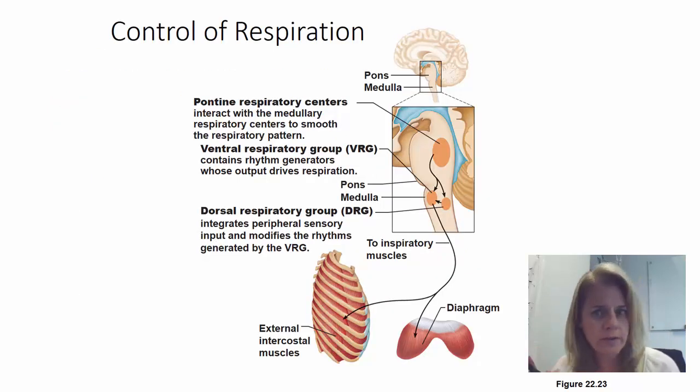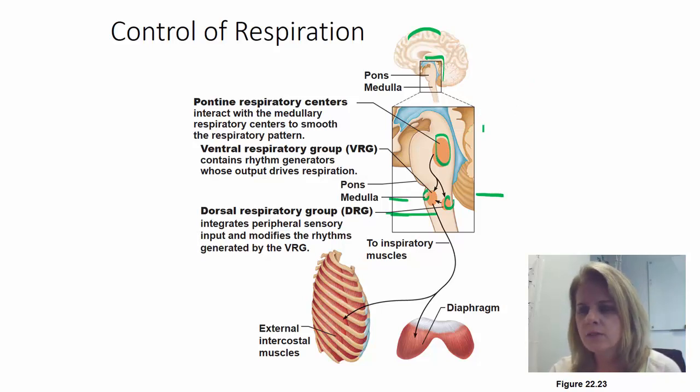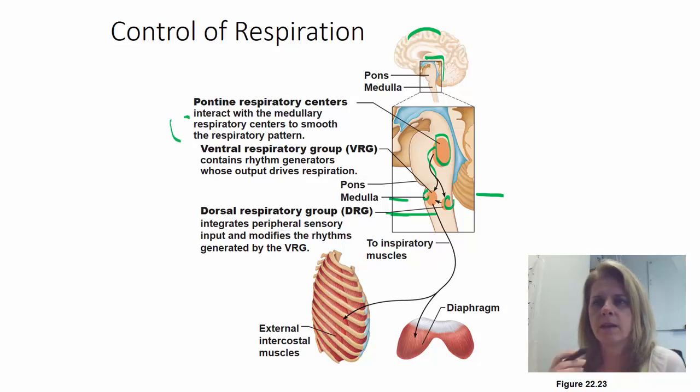So just to get your visual on where this is, here's your brain stem in the box. So in the pons and the medulla, in the medulla you have your DRG and your VRG. So the DRG is here, and then the VRG is the ventral respiratory group. But you also have something called the pontine respiratory centers, which is up in the pons. And its job is to interact with the DRG and VRG in the medulla oblongata, and to smooth the respiratory pattern, to keep it from being spastic.